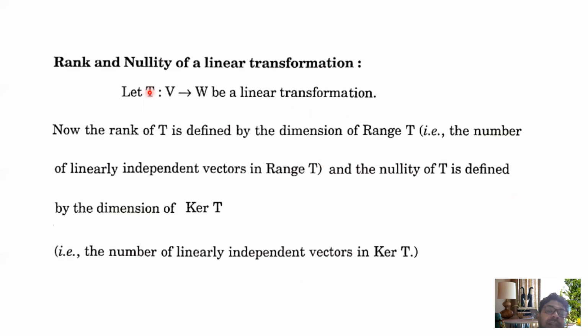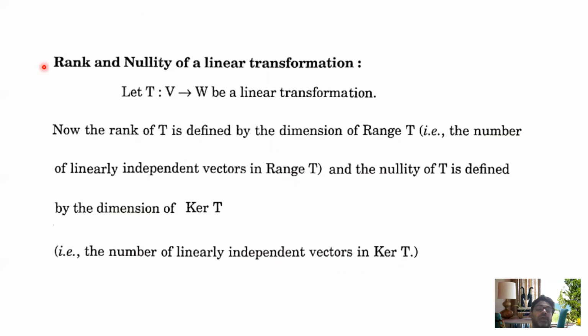Now, rank and nullity of a linear transformation. Let T: V→W be a linear transformation. Now the rank of T is defined by the dimension of range T, that is the number of linearly independent vectors in range T. Clear? This type of question you can see: some information is given, find rank of T, nullity of T. Similarly, the nullity of T is defined as the dimension of ker T, that is the number of linearly independent vectors in ker T.